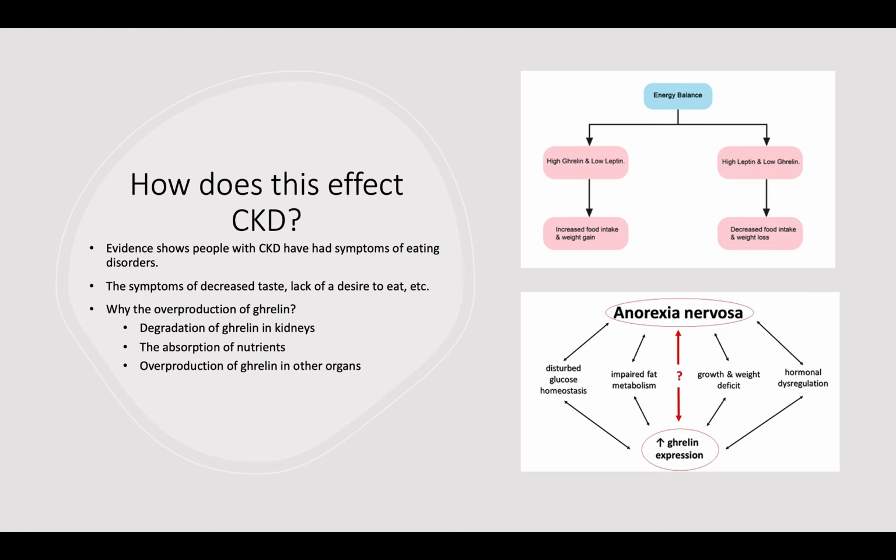There have been many possibilities for the overproduction of ghrelin in one's body, like the decrease in degradation of ghrelin in the kidneys. The absorption of nutrients may influence these levels as well. Overproduction of ghrelin in organs other than the stomach may contribute to higher plasma concentrations. On the right-hand side, you can see that disturbed glucose homeostasis, growth weight deficit, hormonal dysregulation, and impaired fat metabolism all relate to ghrelin expression in eating disorders like anorexia nervosa.